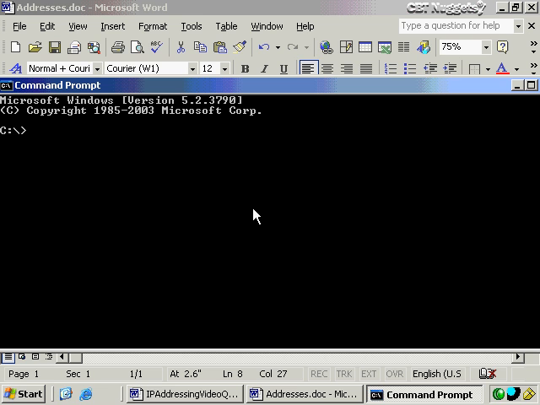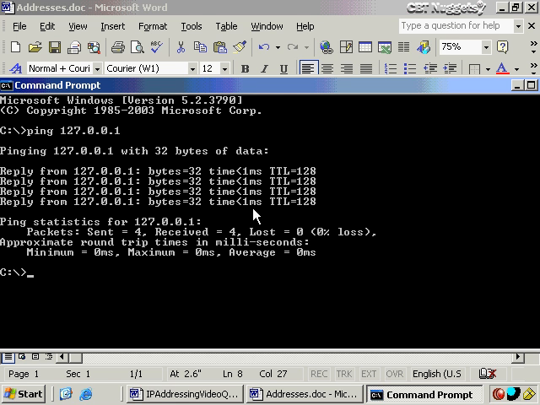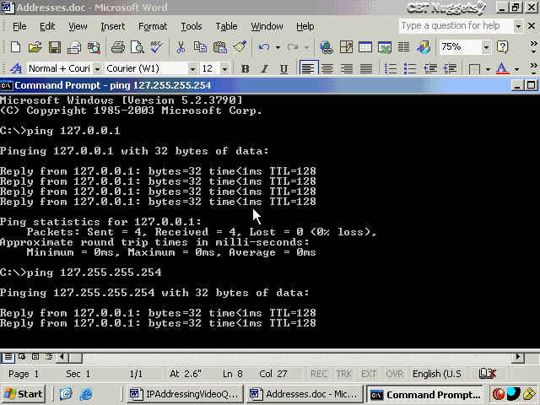So if I go to a command prompt and type ping 127.0.0.1, it'll give me replies because it's sending a packet down and up through my TCP/IP stack, getting a reply back. This verifies that my stack is okay, but I could still have a defective network card, and this would not diagnose that because it does not actually touch the hardware. Now, notice that I can also type 127.255.255.254 and still get a reply back.